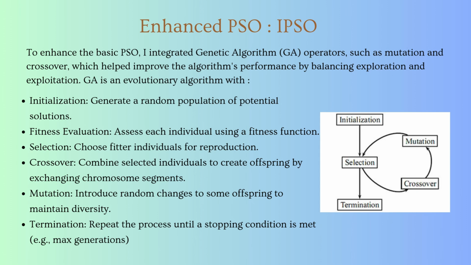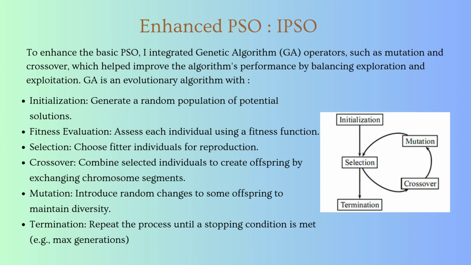PSO is effective at exploring the solution spaces, but it can sometimes converge prematurely to suboptimal solutions. On the other hand, the genetic algorithm excels in exploring diverse populations and maintaining genetic diversity through selection, crossover, and mutation parameters. By merging these two approaches, I aimed to strike a balance between exploration and exploitation.